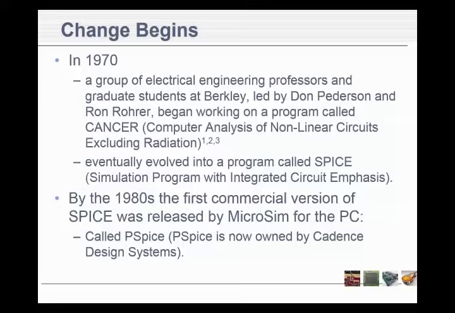Anyhow, that program, CANCER, eventually was called SPICE. Not P-Spice, but SPICE, Simulation Program with Integrated Circuit Emphasis. So that's back in 1970. By the 80s, the first commercial versions of SPICE were released for the PC by a company called MicroSim. Now it's owned by Cadence, and it's called PSpice.